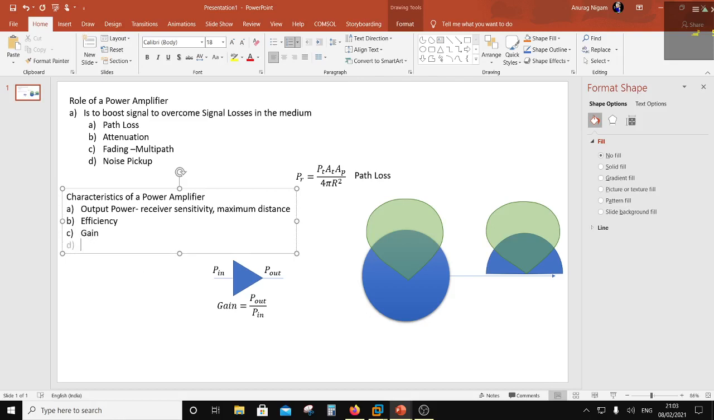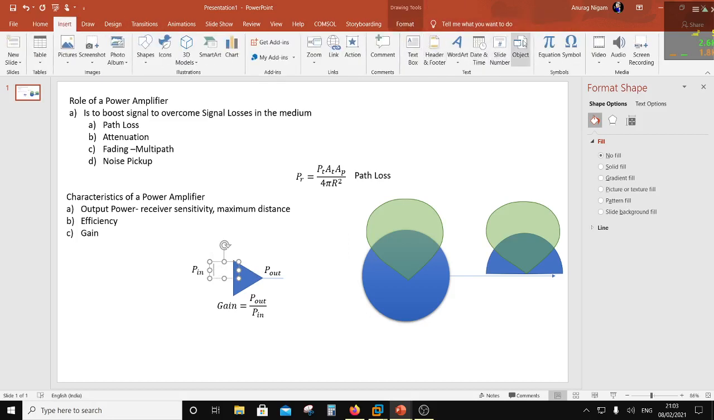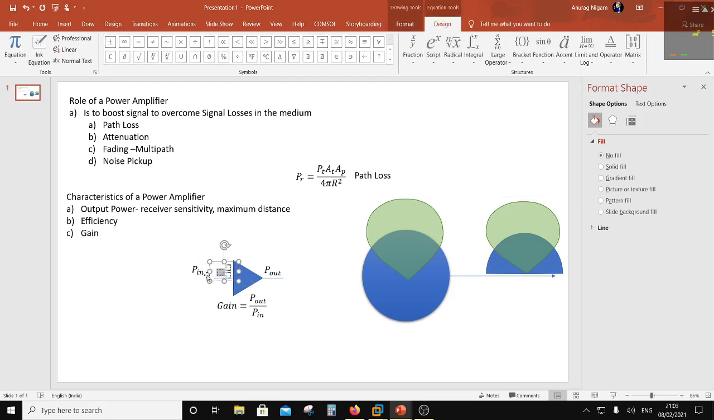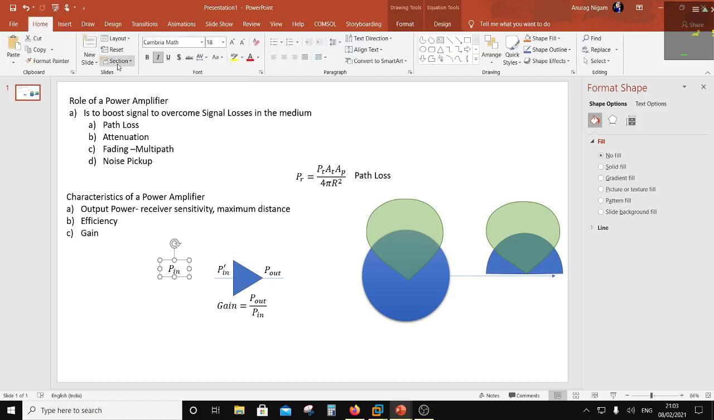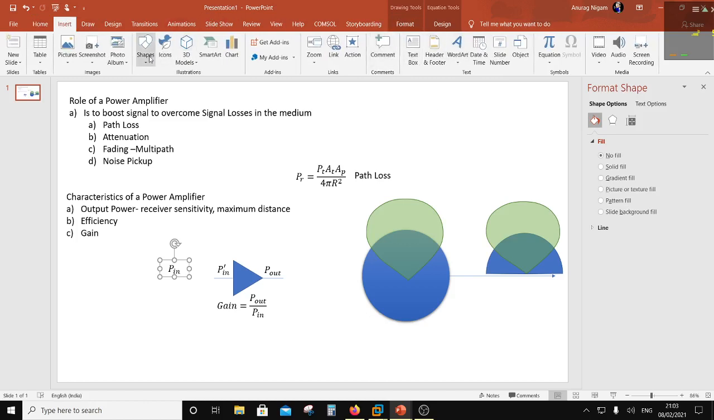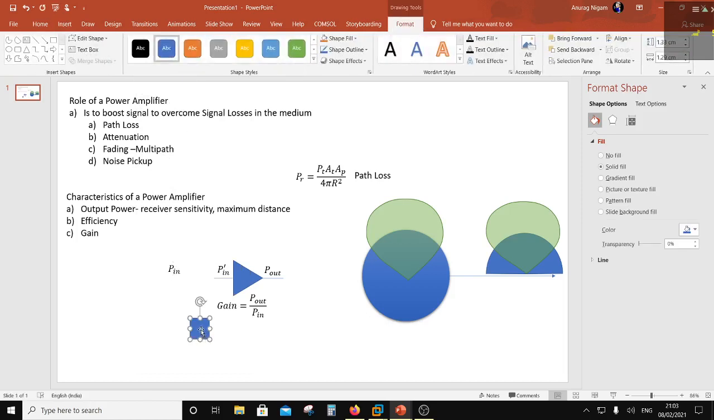Now whenever a gain is involved, I might put in P in power, but only a portion of that power goes through as P in dash. This P in dash is the power which is available to the PA for amplification. So I am putting in P in, but there is a certain network here which is matching it. Basically we are in, let's say, a 50 ohm system, so there is a matching network here.